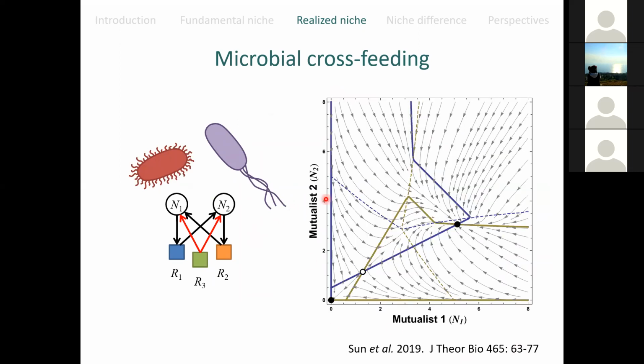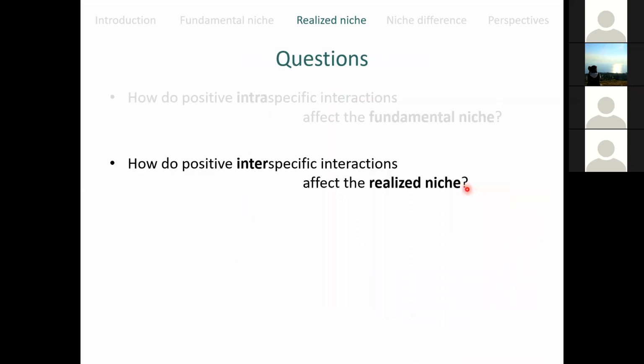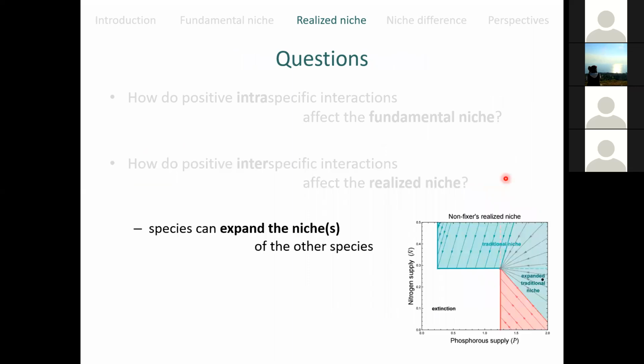At the end of the day, you end up having an upper bound on how far your species can blow up, which eventually stabilizes the cross-feeders. Okay, so to conclude, how do positive interactions affect the realized niche? The message is basically that species can expand the niche of other species, and we can use a graphical approach to investigate this. But this can sometimes happen in less intuitive ways, such as the situation where my facilitator got excluded after the facilitated species got in the system.